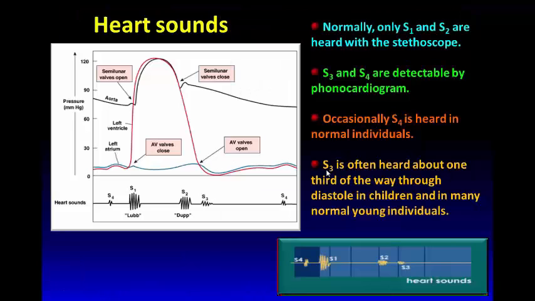Normally, only the first and the second heart sounds are heard with the stethoscope. S3 and S4 are detected by phonocardiography, and also S1 and S2, as we mentioned in the previous slide. Occasionally, S4 is heard with the stethoscope in normal individuals, and S3 is often heard about 1/3 of the way through diastole in children and many normal young individuals.